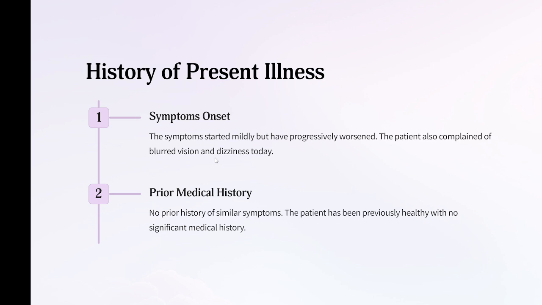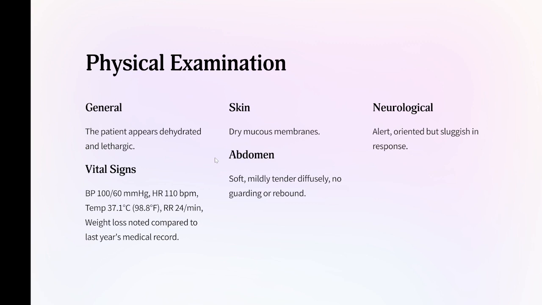Physical examination: general, the patient appears dehydrated and lethargic. Vital signs: BP 160 mmHg, HR 110 BPM, temp 37.1, RR 24 per minute, weight loss noted compared to last year's medical record. Skin: dry mucous membranes. Abdomen: soft, mildly tender, diffusely, no guarding or rebound. Neurological: alert and oriented but sluggish in response.